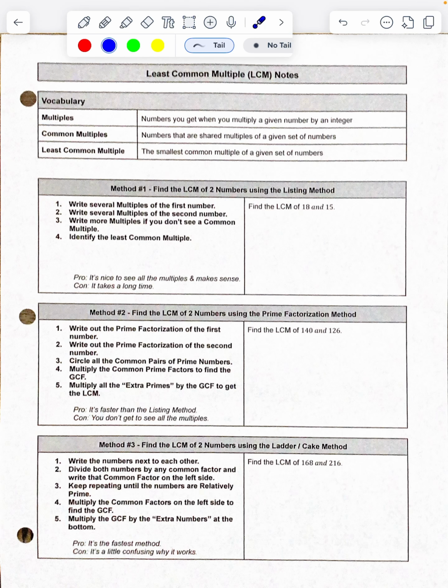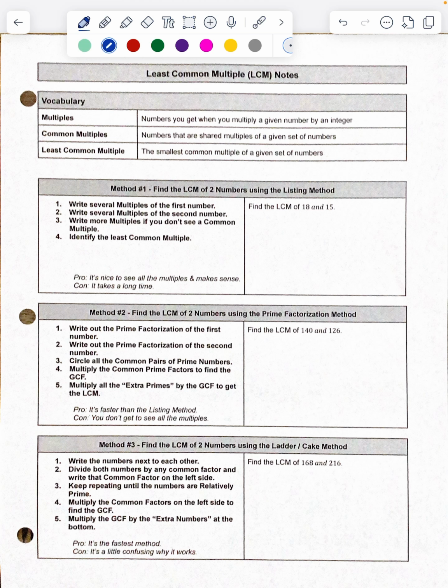Multiples are numbers you get when you multiply a given number by an integer. Common multiples are numbers that are shared multiples of a given set of numbers. And the least common multiple is the smallest common multiple of a given set of numbers.